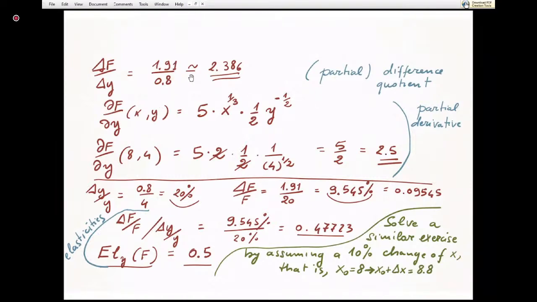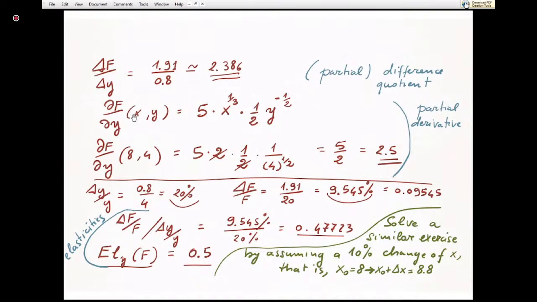Clear? And the difference quotient is equal to 2.386. This is called difference quotient. We have a two-variable function. It's a partial difference quotient. In Italian, it's a rapporto incrementale. Sometimes it is also called incremental ratio, but it is partial.